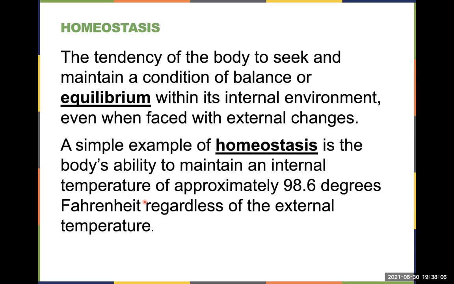So it maintains your body temperature, it maintains your heart rate, it maintains breathing, right? The body always wants to go to its normal set point. An example of that is the body's ability to maintain an internal temperature of 98.6 degrees. Earlier we talked about that it does fluctuate, but that is the accepted standard, 98.6. We don't go too hot, we don't go too cold. That's homeostasis, right? Any questions on homeostasis?